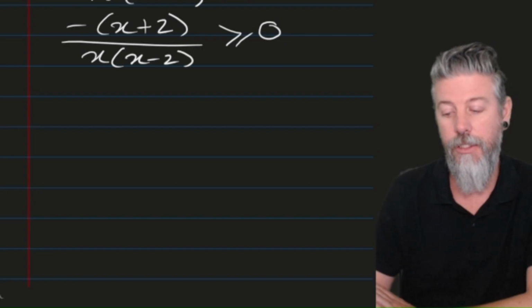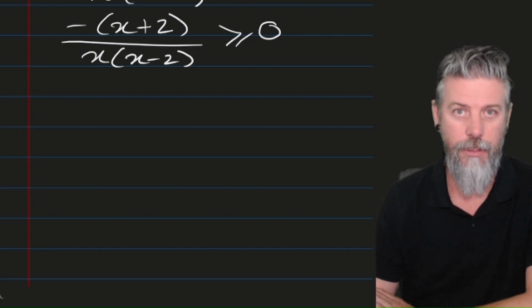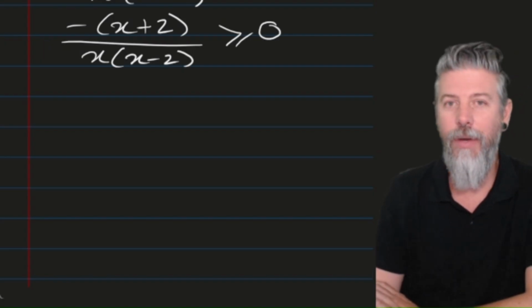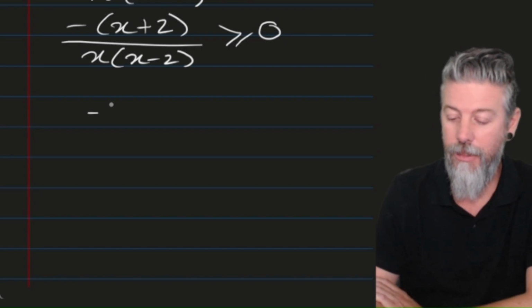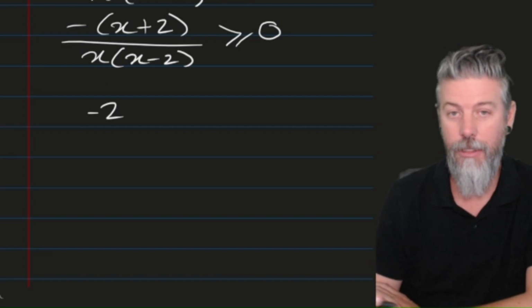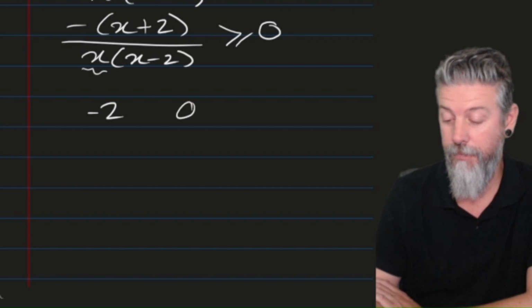When you have a fraction like this, the best thing to look for is points of interest, when things change. If you look at the numerator, it's x plus 2. So at the point negative 2, the numerator will switch from being negative into being positive. In the denominator there's an x that's a 0, and also here a 2 would make a 0.